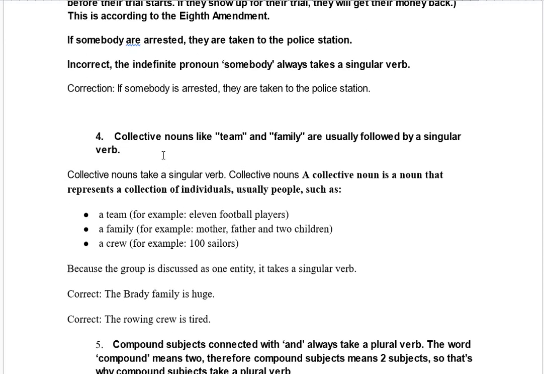Collective nouns take a singular verb. A collective noun is a noun that represents a collection of individuals, usually people. A team, for example, 11 football players. A family, for example, mother, father, and 2 children. A crew, for example, 100 sailors. Because the group is discussed as one entity, it takes a singular verb.